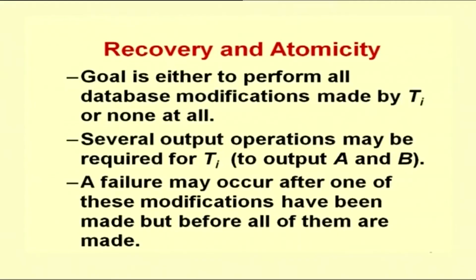So, the goal is either to perform all the database modifications made by the transaction Ti or none at all. Several output operations may be required for completing the transaction Ti, so output to A and B and so on. A failure may occur after one of these modifications has been made, but before all of them are made. That is the key issue there. This is the definition of atomicity.